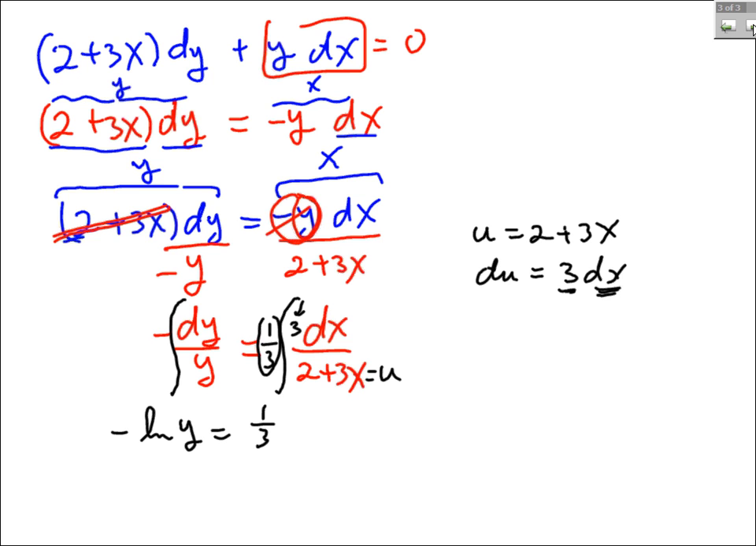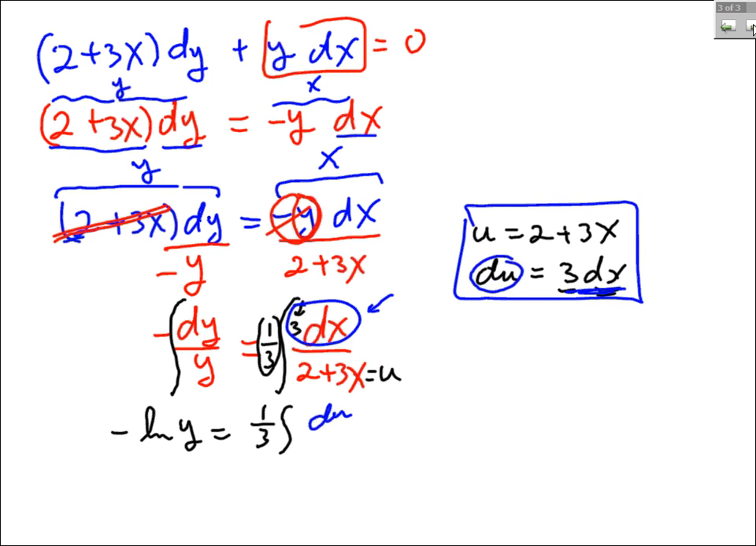After all, 1/3 times 3 is 1. So I have the 1/3 in front, and I'm gonna be honest, students are not honest. That is 3dx. Oh, I can call that du. Students just say, oh, I'm gonna call that du. Unless you wrote it down here, you're probably wrong. And that is u. It says 2 plus 3x is u. So I have negative ln of y is 1/3 times ln of u plus a constant.